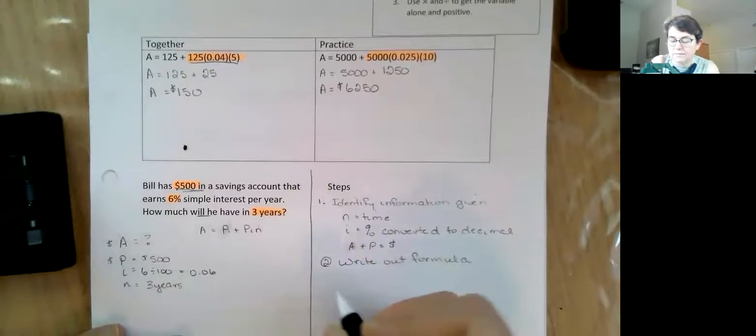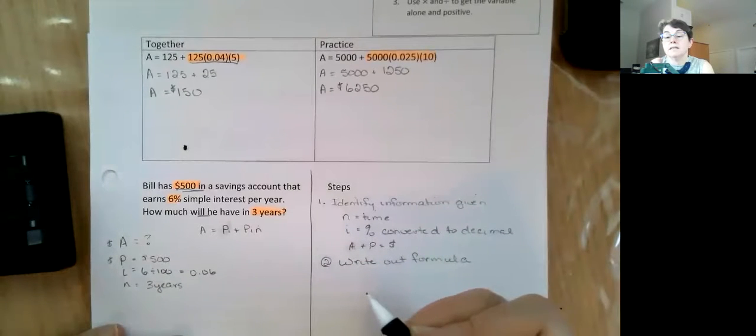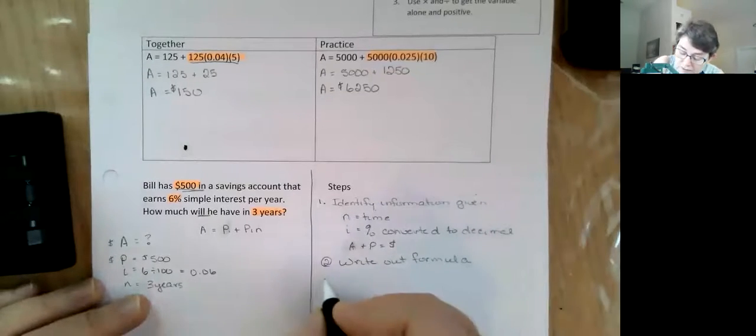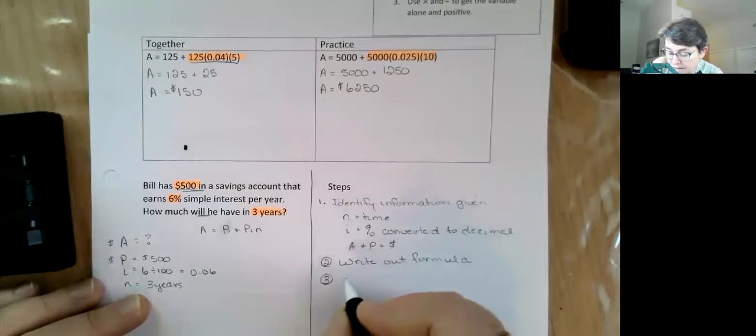Now, don't be lazy. Write out the formula every single time. Please, please. That way I know what's going on and you have a pattern to follow. It's best practice. So step 3, substitute in.